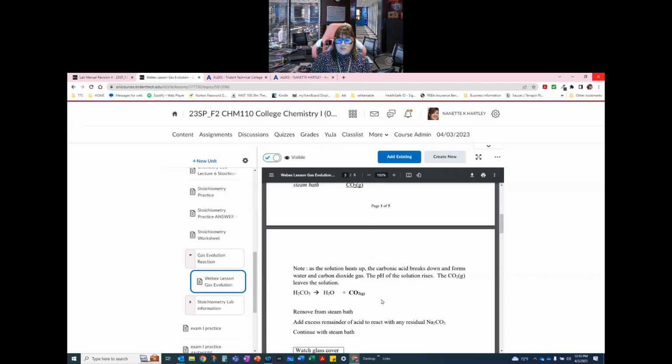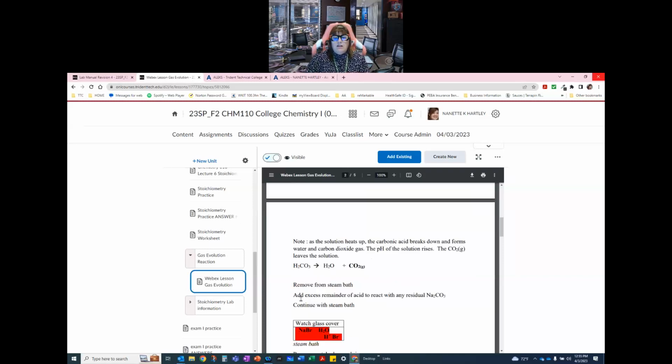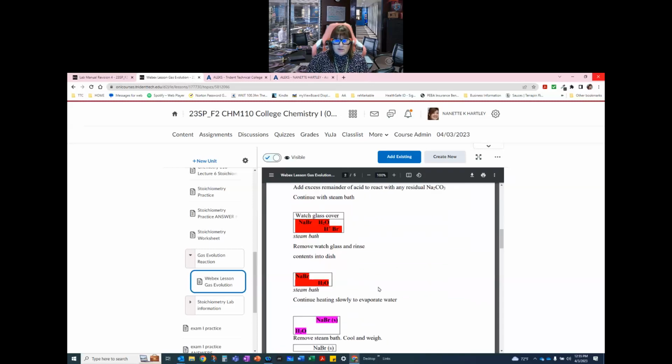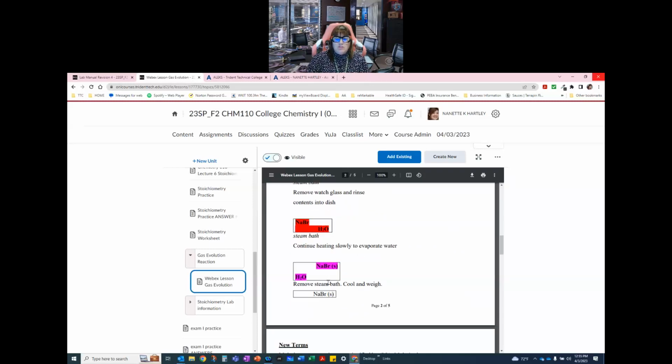We know that we've taken all of the CO2 out because it goes back to yellow. Okay. We remove it from the steam bath, add some more acid to react with any residual Na2CO3, and do the steam bath again just to make sure that we've got everything. And we continue slowly then to heat the water.